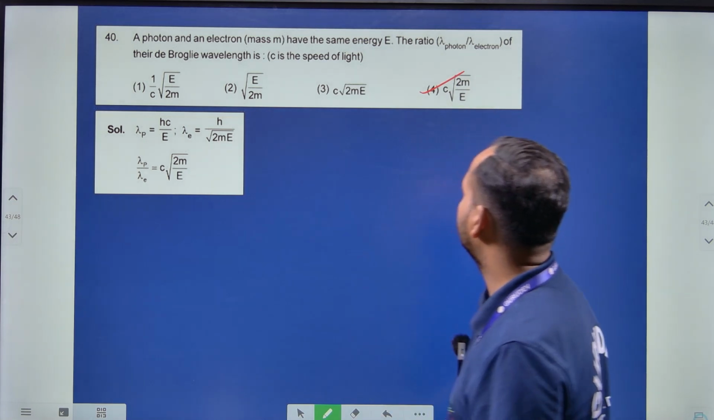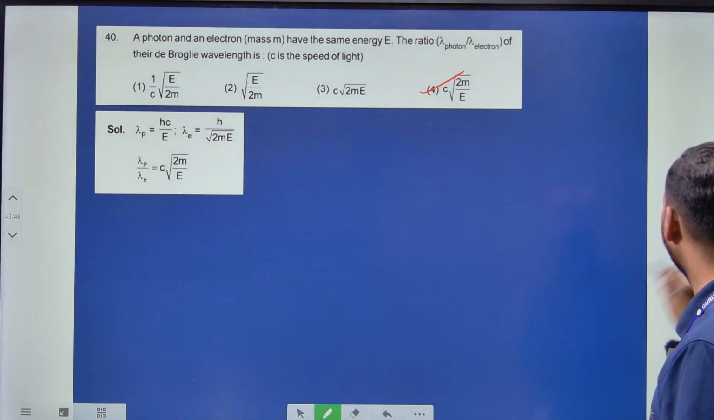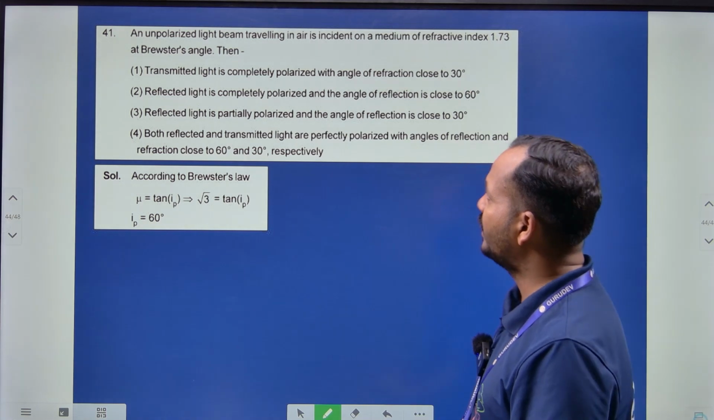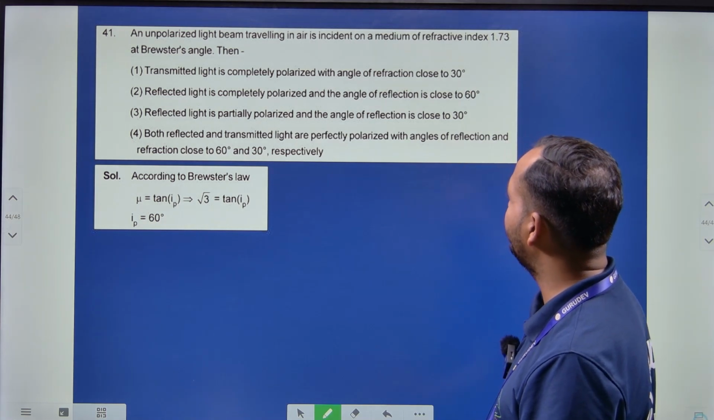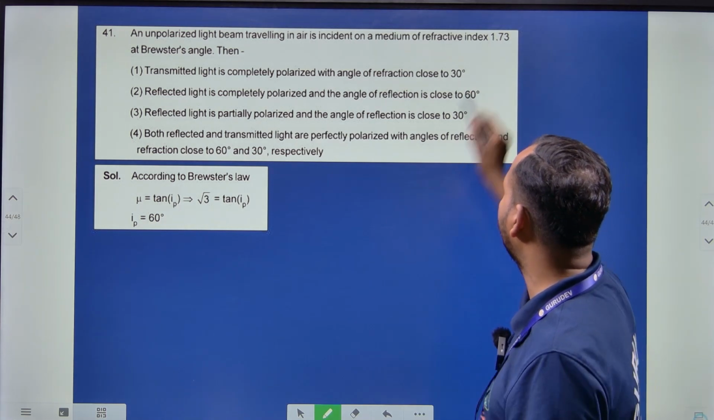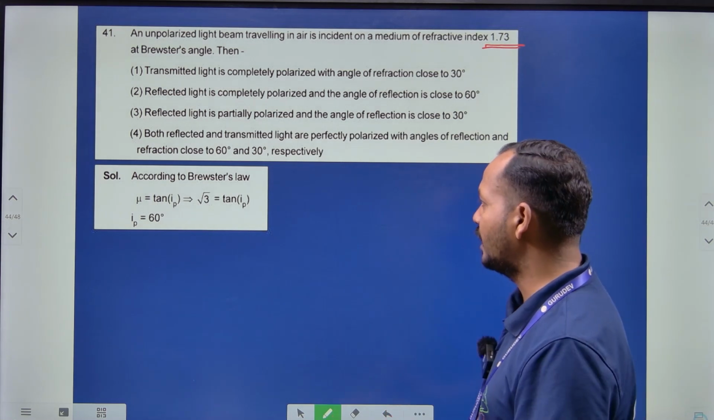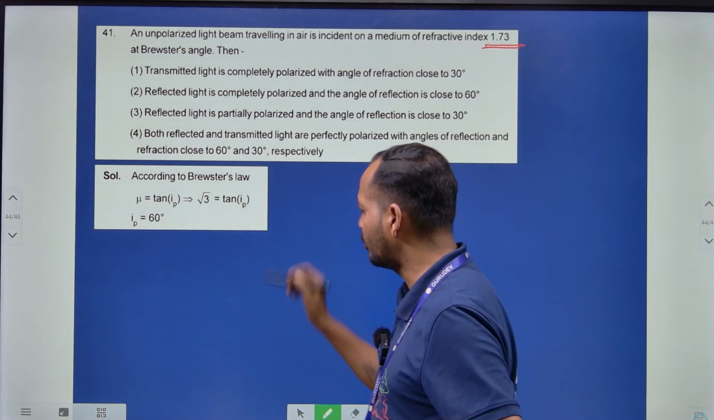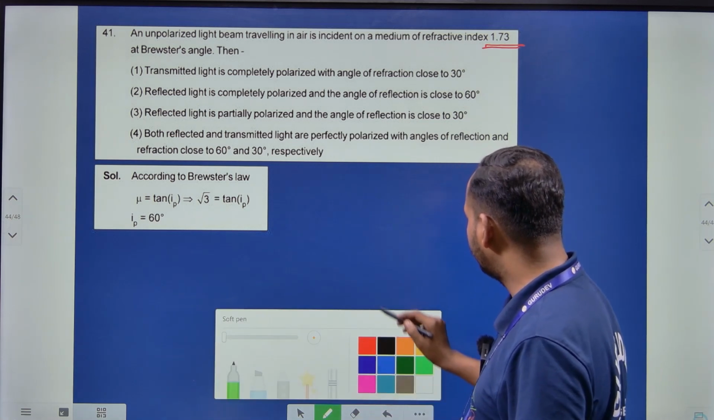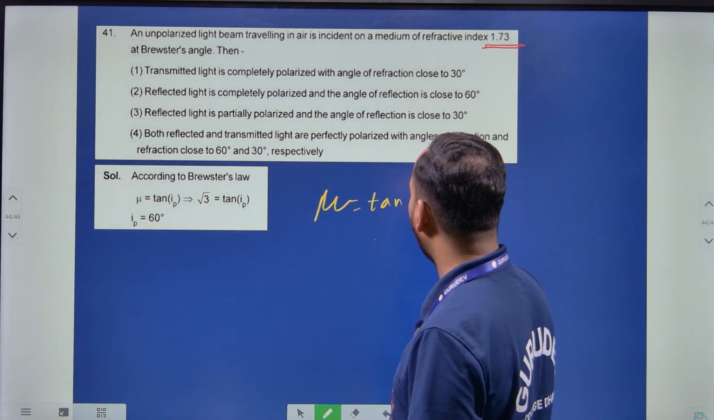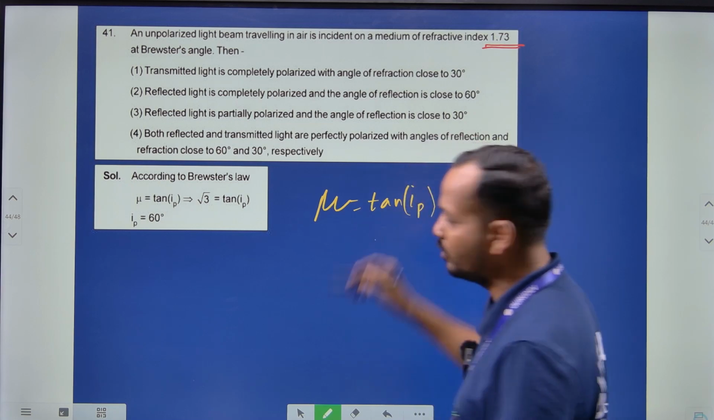ये आएगा आपका आंसर, फोर्थ ऑप्शन, ठीक है। नेक्स्ट 41th क्वेश्चन, ये अनपोलराइज्ड लाइट बीम ट्रैवलिंग इन एयर इंसिडेंट ऑन मीडियम ऑफ रिफ्रैक्टिव इंडेक्स 1.73 एट ब्रीस्टर एंगल। तो हमारे पास ब्रीस्टर फॉर्मूला है। ब्रीस्टर एंगल का जो फॉर्मूला है, μ = tan iP, पोलराइजिंग एंगल। iP क्या होता है यहाँ पे?